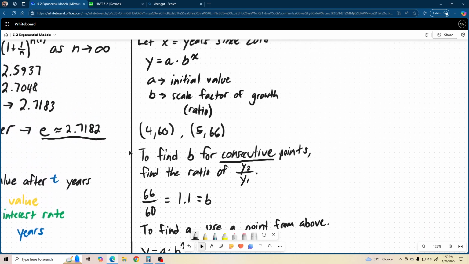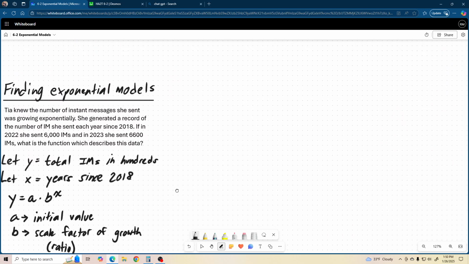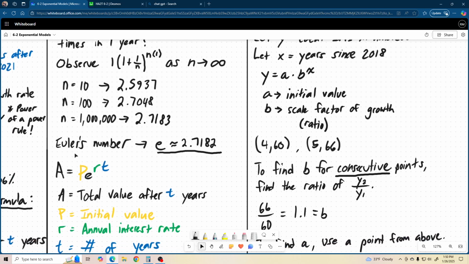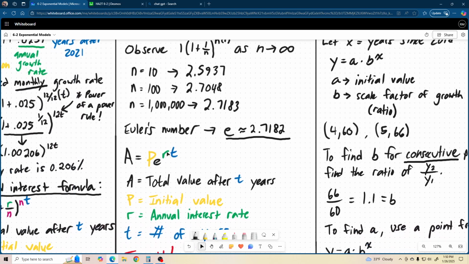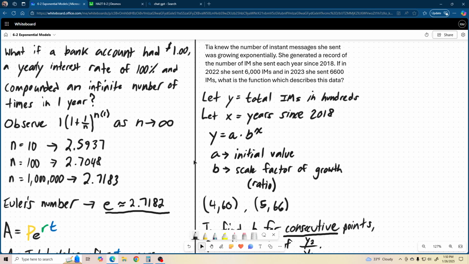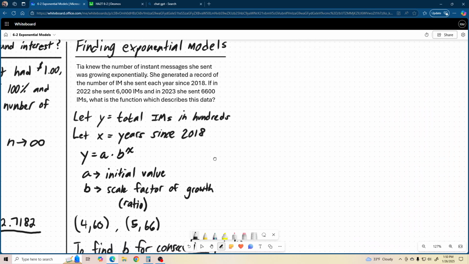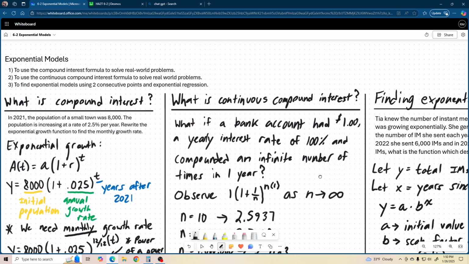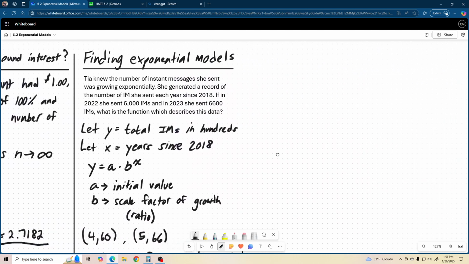All right. Now let's look at a concept that is maybe a little bit trickier, right? This is us being able to find these equations and these functions with given limited information. So let's see what we can do here. Now what we're going to be doing is the final part, which is finding exponential models using 2 consecutive points and exponential regression. So let's go and give it a shot.